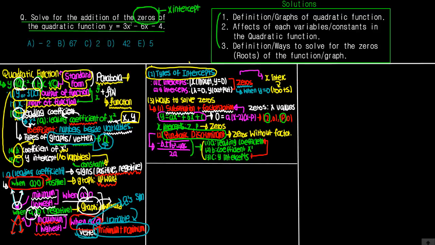But we could say that the intercept was the most important thing when it comes to solving this question, because our ultimate goal in this question is to solve the zeros. And the zeros have the same meaning as the roots in our quadratic function, which shows the x-intercept. So there were two types of intercepts. The first type was the x-intercepts.